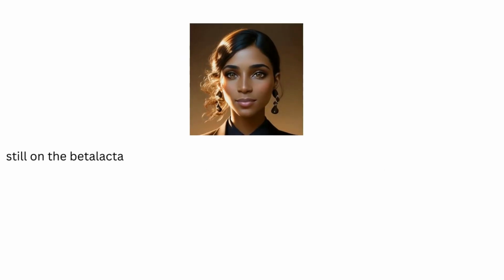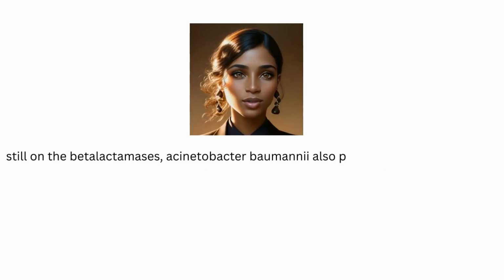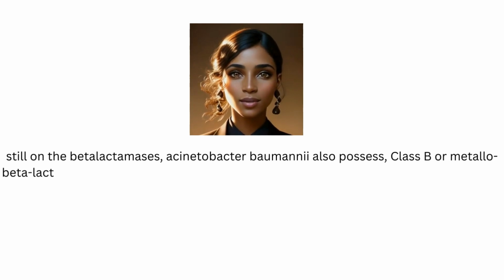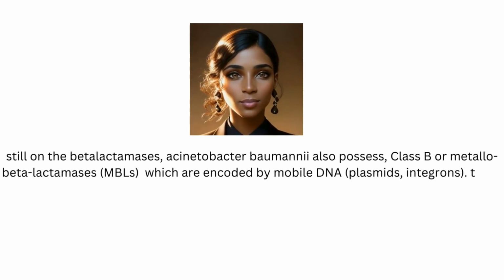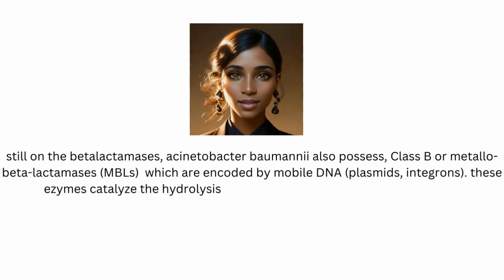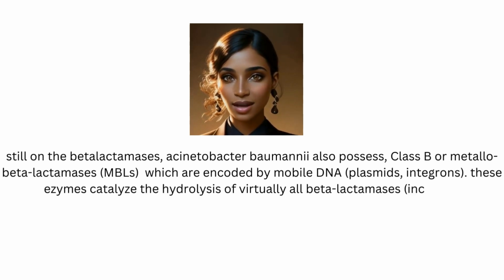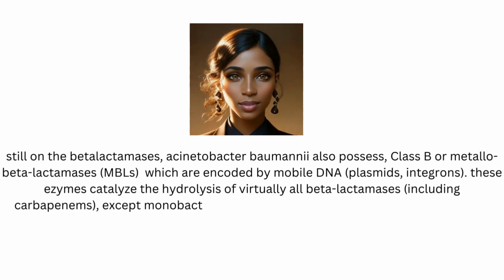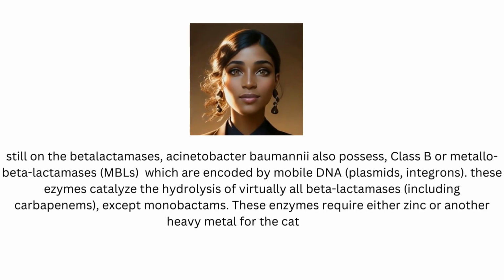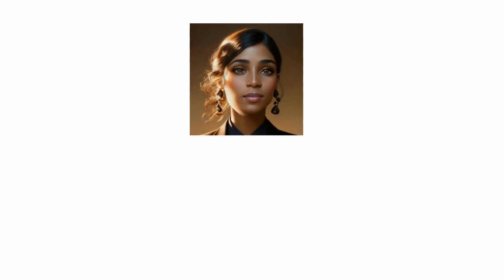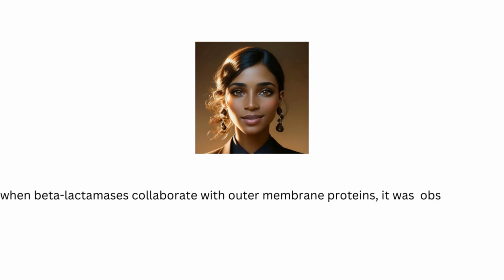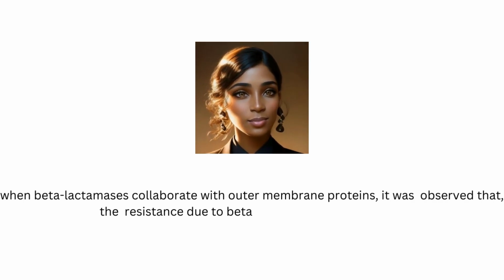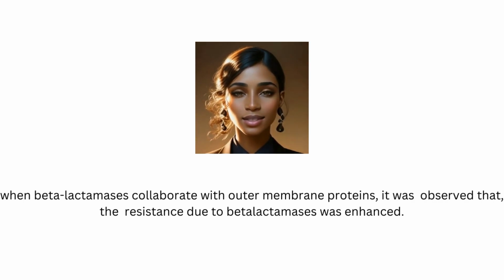Still on the beta-lactamases, Acinetobacter baumannii also possesses class B or metallo-beta-lactamases, MBLs, which are encoded by mobile DNA, plasmids, integrons. These enzymes catalyze the hydrolysis of virtually all beta-lactams, including carbapenems, except monobactams. These enzymes require either zinc or another heavy metal for the catalysis. When beta-lactamases collaborate with outer membrane proteins, it was observed that the resistance due to beta-lactamases was enhanced.